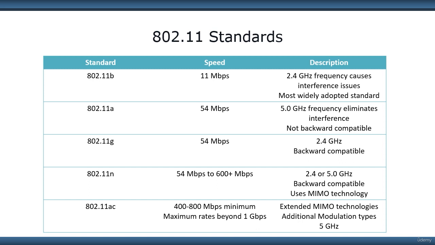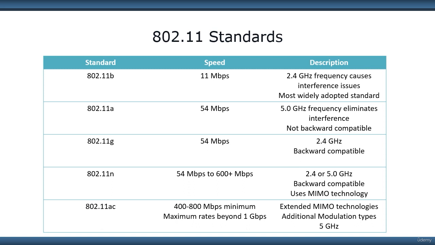It can operate at the 2.4 or the 5 gigahertz range. And the way that it achieves the additional bandwidth is through MIMO technology, multiple input, multiple output, essentially multiple streams of data to increase throughput. Then you have 802.11ac, 400 to 800 megabits per second minimum with maximum rates beyond 1 gigabit per second. It extended MIMO technologies, has some additional modulation types, such as how the frequencies are modulated, and it operates at the 5 gigahertz range. 802.11n was officially called Wi-Fi 4.